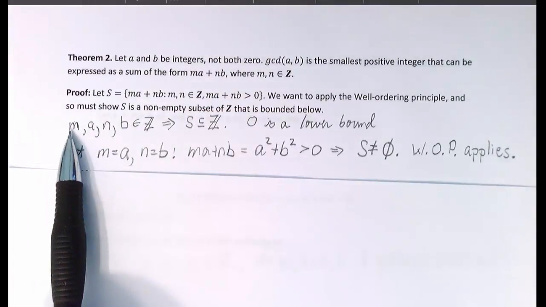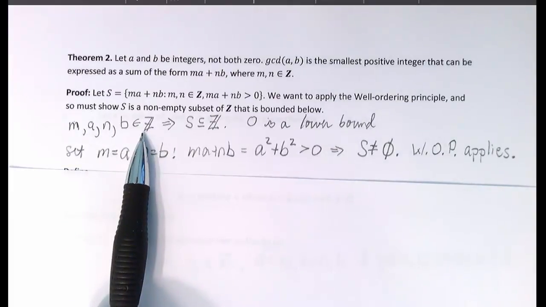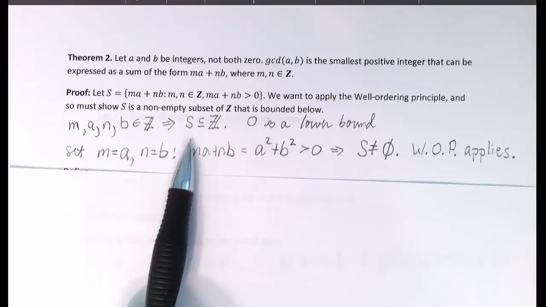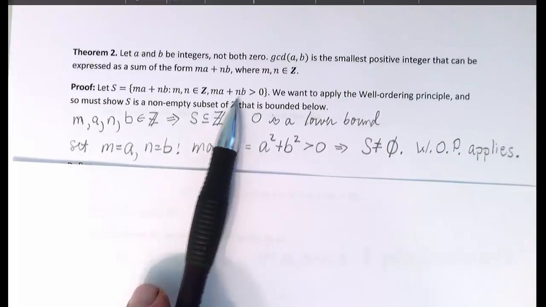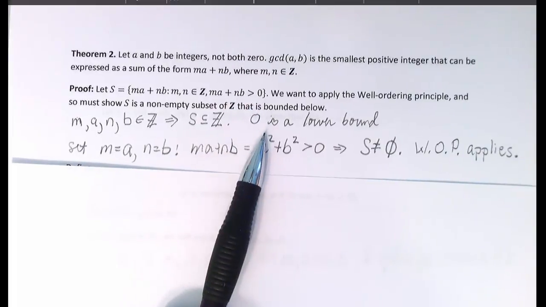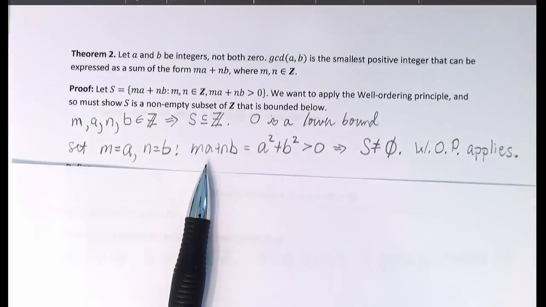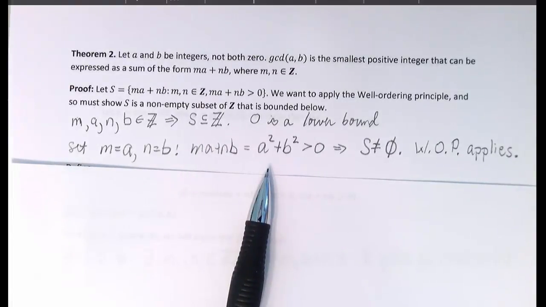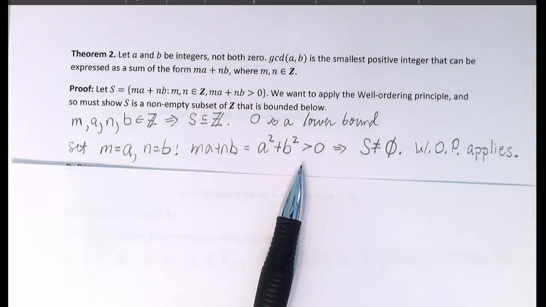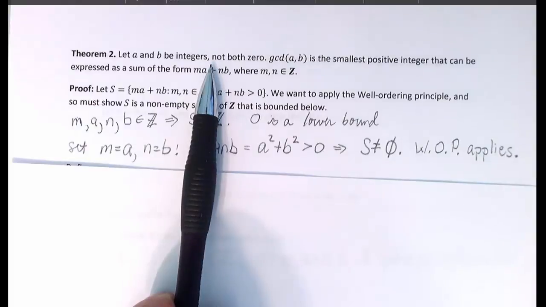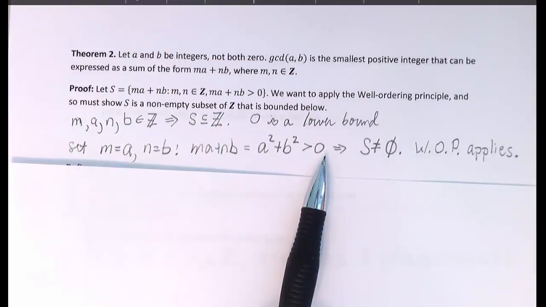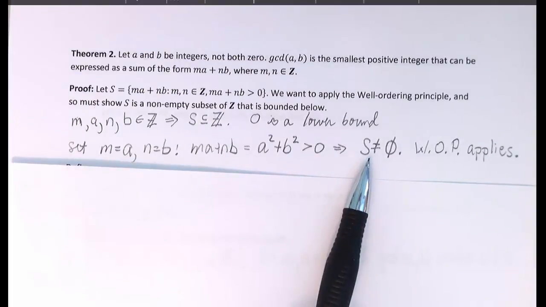Well, first of all, if M, A, N, and B are integers, then MA plus NB must be an integer, and S is certainly a subset of the integers. Secondly, we've constructed the set in such a way that it has an automatic lower bound, 0. Now, finally, we want to show that S is non-empty. We can do this by selecting M equals A and N equals B. In that case, MA plus NB is A squared plus B squared, which must be strictly greater than 0, because we have assumed we do not have the case where A and B are both 0. Therefore, the sum of the squares must be strictly positive. Well, that tells us that S is non-empty, and the well-ordering principle applies.